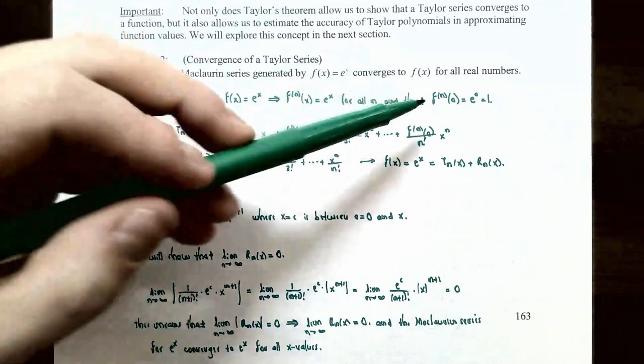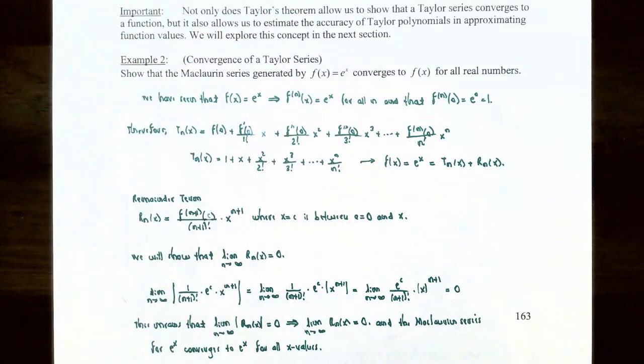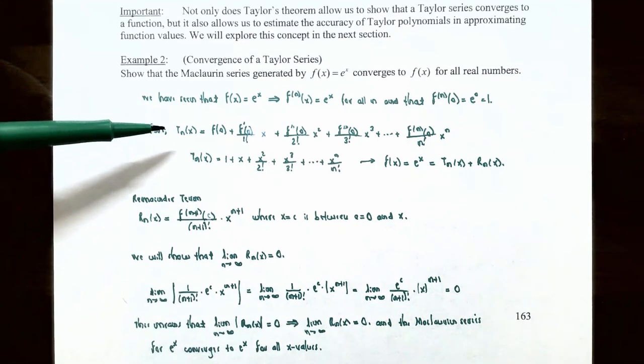And so that means if you evaluate the nth derivative of your function at 0, it will be e to the 0, which is 1. So in other words, the value will always be 1 if you evaluate the derivative of any order at x equals 0. Therefore, we actually have the nth degree Taylor polynomial as follows.